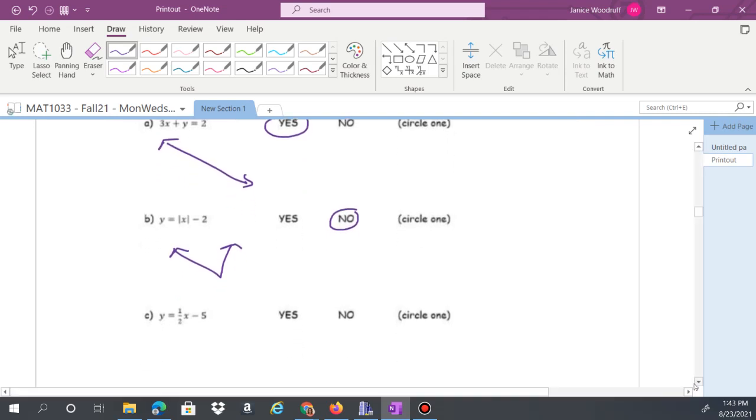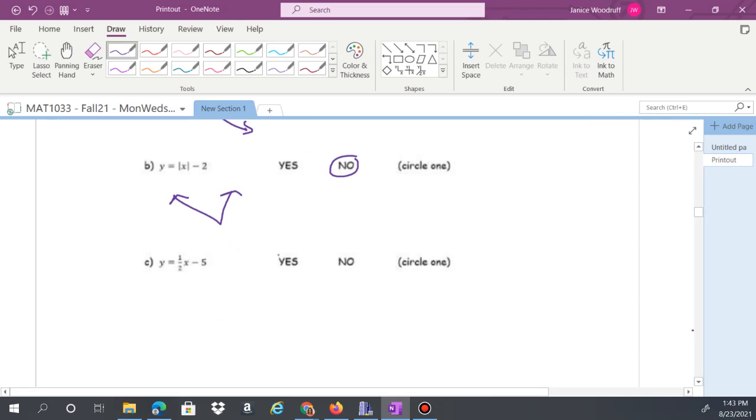Okay, what about C, 1/2 x minus 5? Yes. Okay, even though it's got the fraction, it's just 0.5. Okay, that's just telling you the slope. So this is a straight line, just like that. Okay, we're looking at the x.